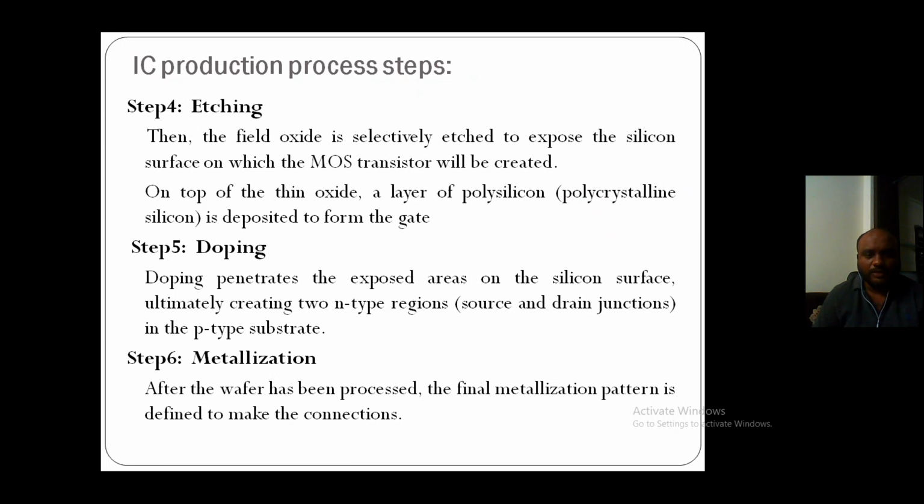Then followed by doping, step 5. Doping penetrates the exposed areas on the silicon wafer, ultimately creating two N-type regions, source and drain junctions, in the P-type substrate. That is referring to an NMOS transistor.